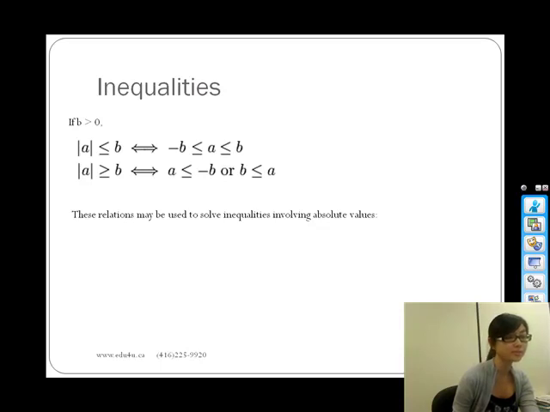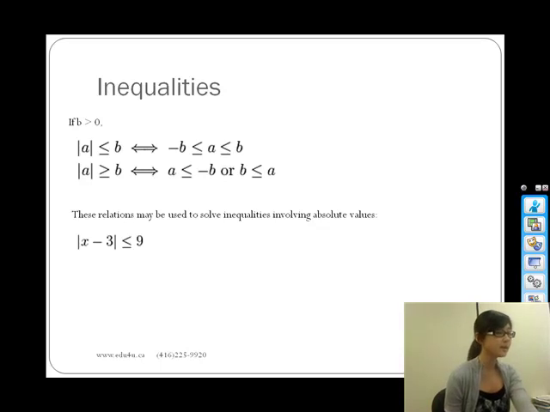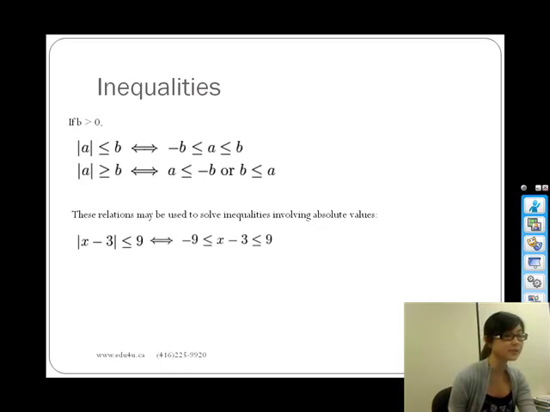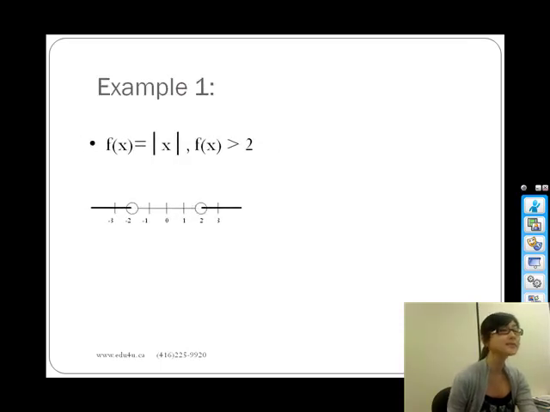So let's use the relationship that we just encountered in solving actual problems. Let's look at the problem: the absolute value of x minus 3 is less or equal to 9. This is true if and only if negative 9 is less or equal to x minus 3, which is less or equal to 9, if and only if negative 6 is less or equal to x, less or equal to 12.